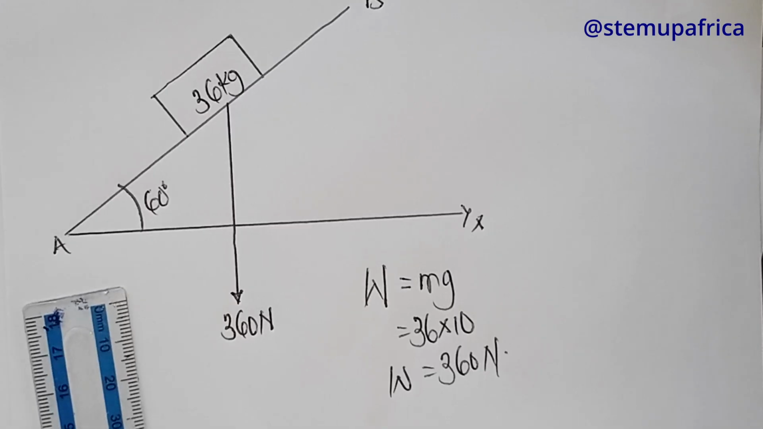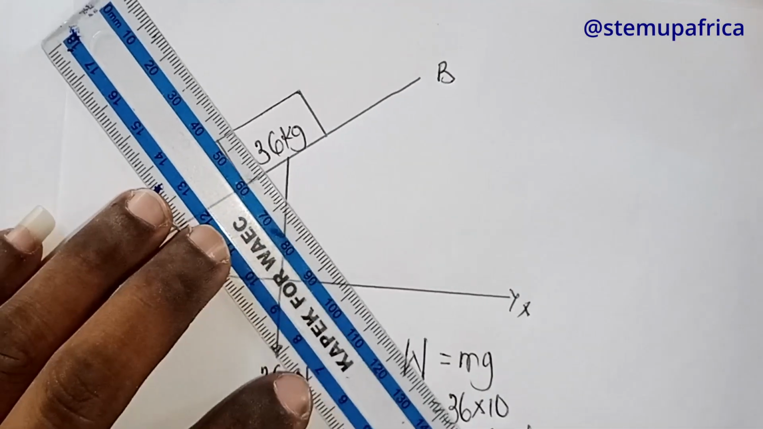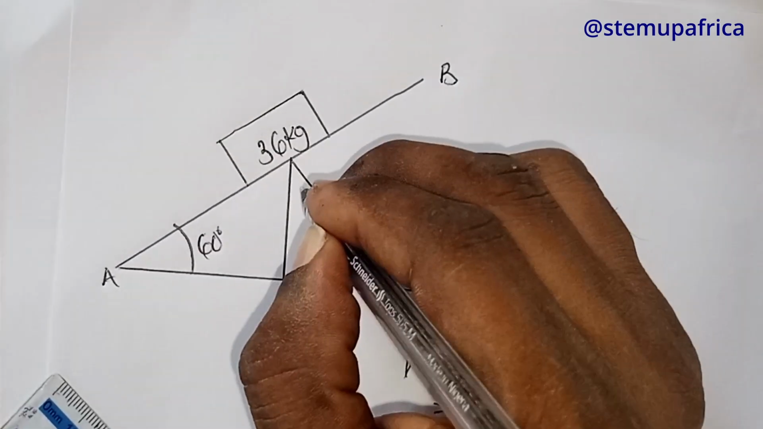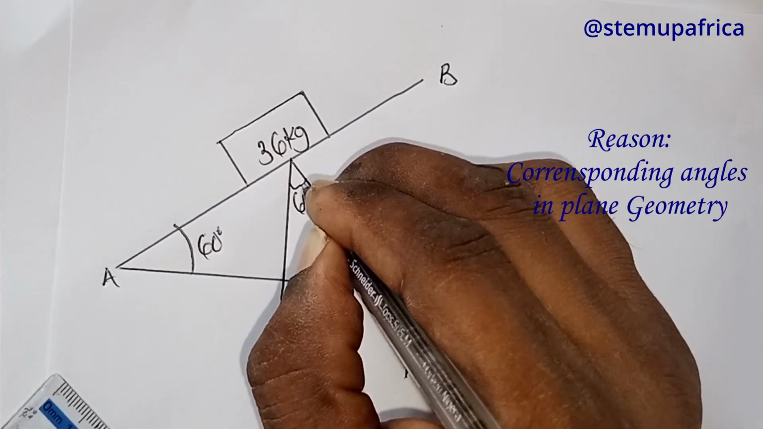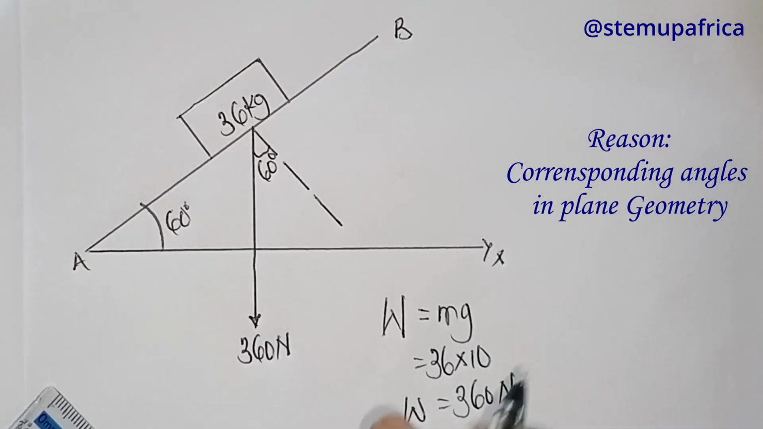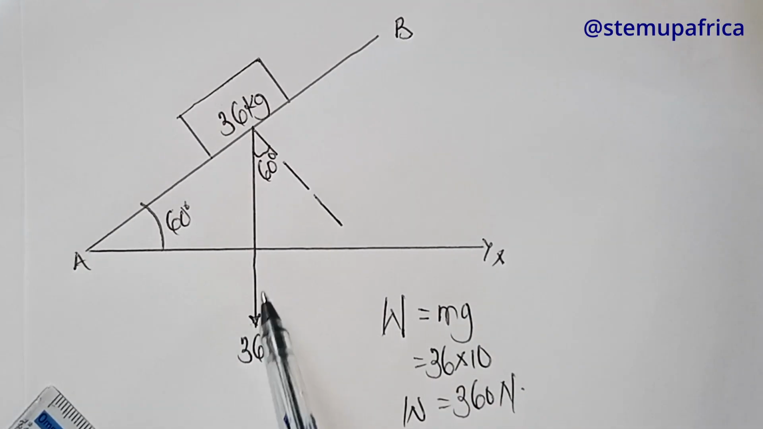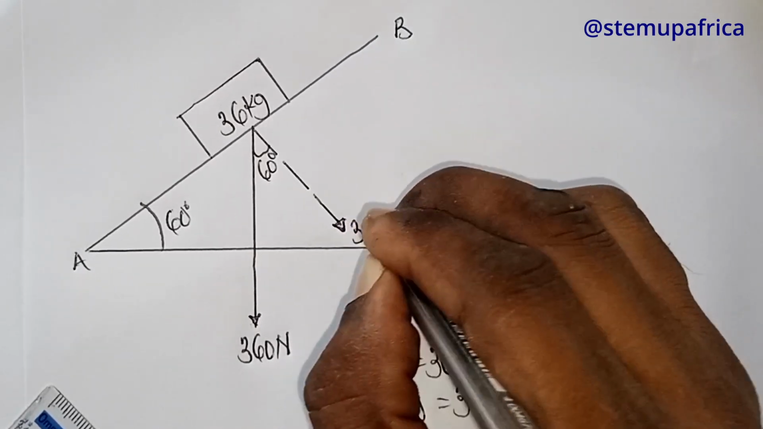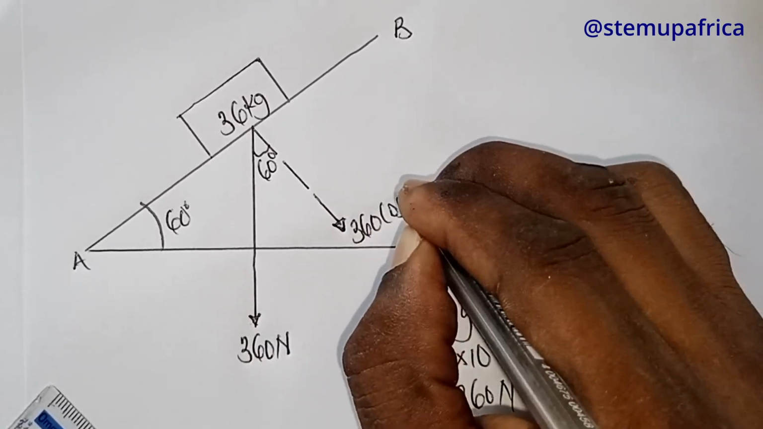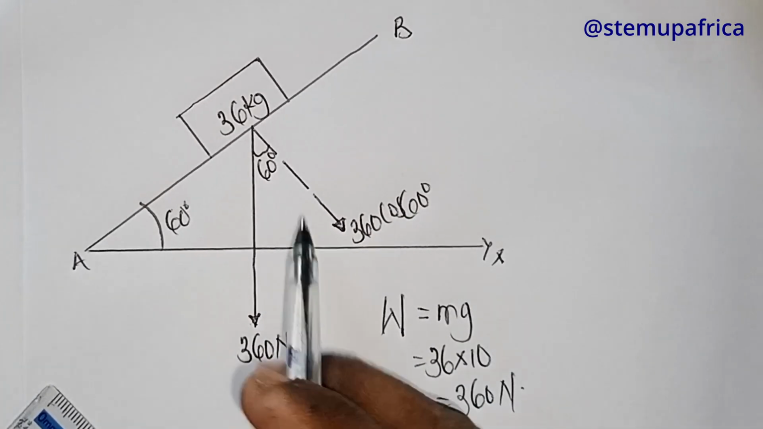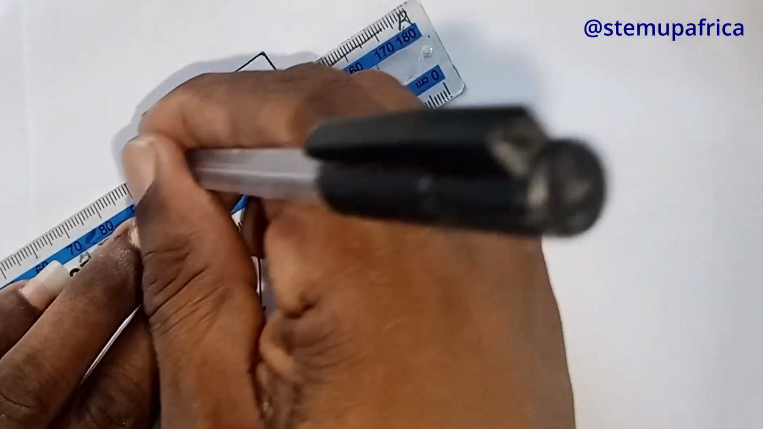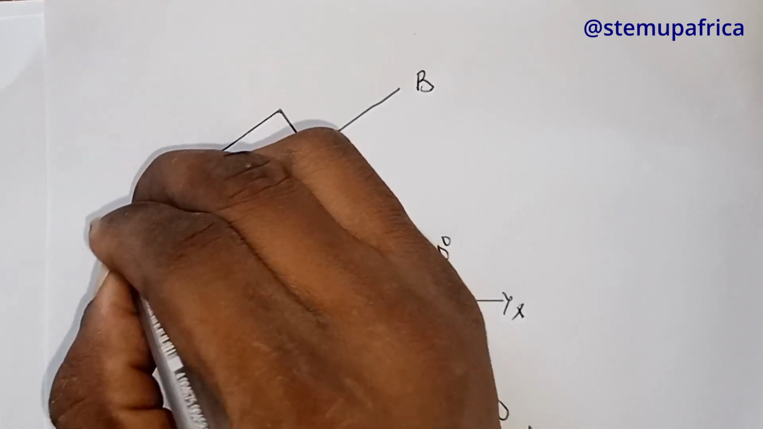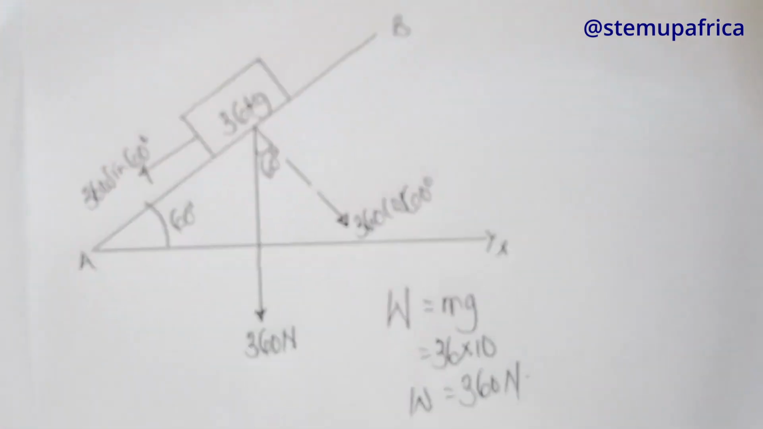Now I can draw the vertical axis at this point. If here is 60, here is 60, the reason being corresponding angles in plane geometry. With that, I can resolve this 360 weight. If I resolve to the vertical axis, that will give us 360 cos 60 degrees. Then I also resolve it into the horizontal axis, which gives us 360 sine 60 degrees.